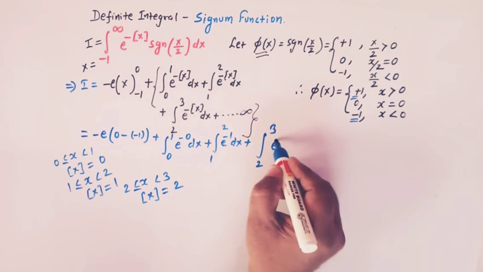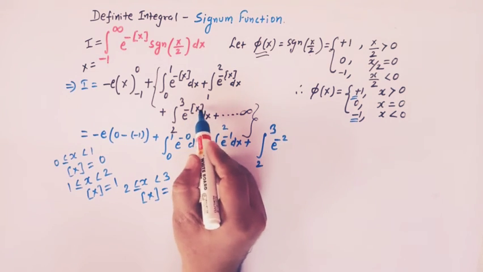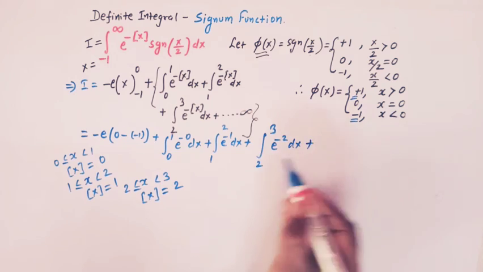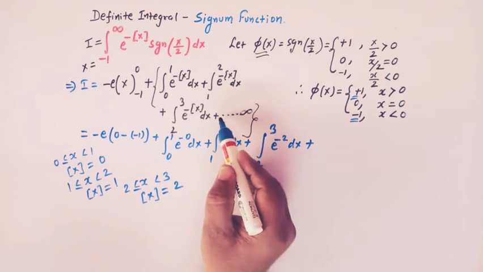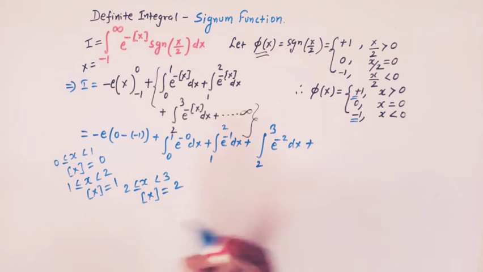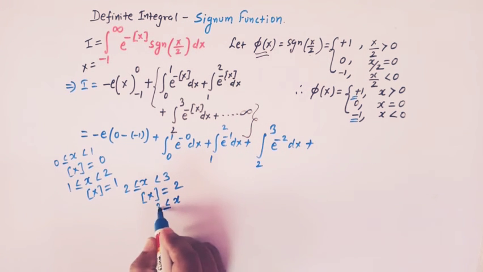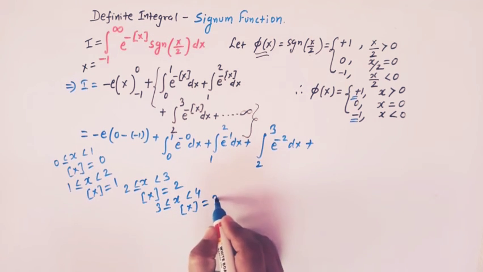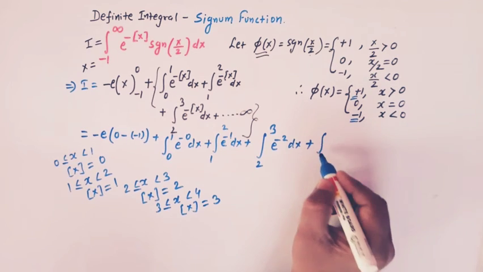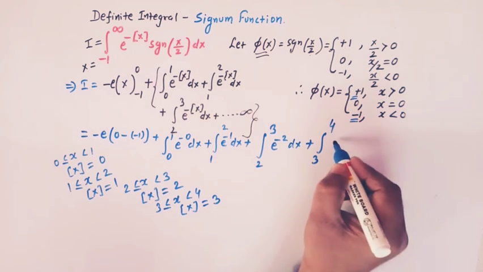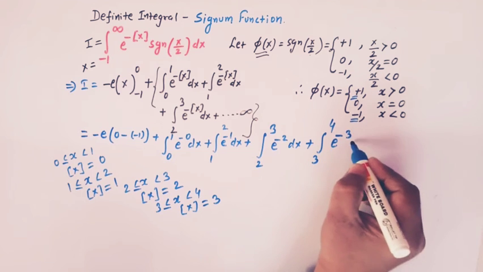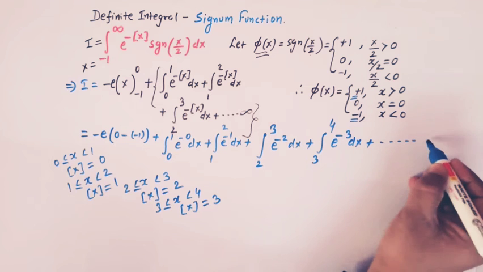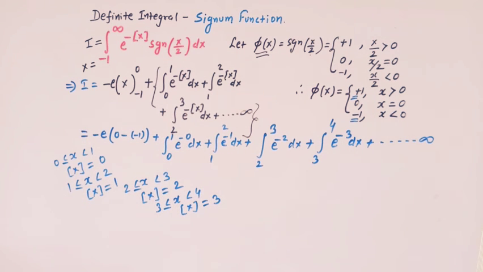So we have e raised to minus 2 for greatest integer x we have 2 here, and dx, right? And the fourth integral is from 3 to 4, right? So when x lies between 3 and 4, then the value of greatest integer x is 3, right? So we have the integral from 3 to 4 and e raised to minus 3 dx, and we'll continue this, and this will go up to infinity, right?